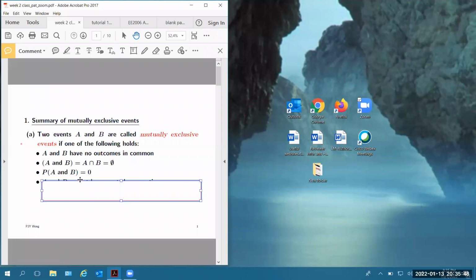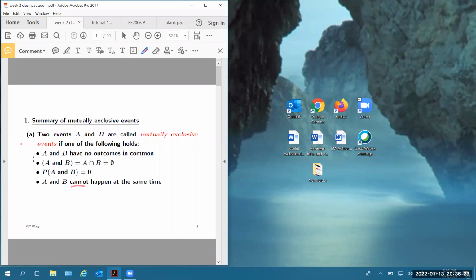A and B means that the events A and B must happen at the same time. The probability of this is 0. So meaning what? Will A and B happen at the same time? It's no. So you see, A and B cannot happen at the same time. So these are our 4 definitions. A and B are called mutually exclusive if any one of these holds.